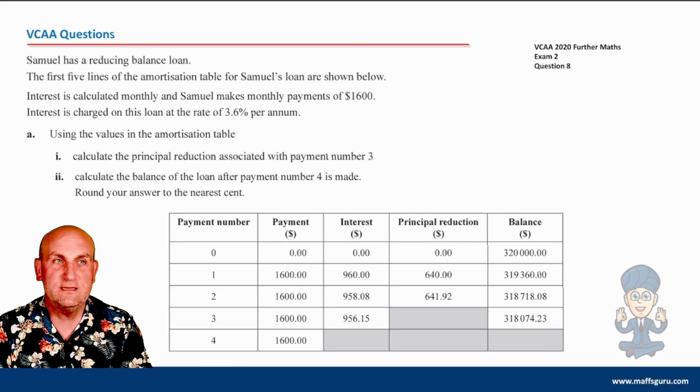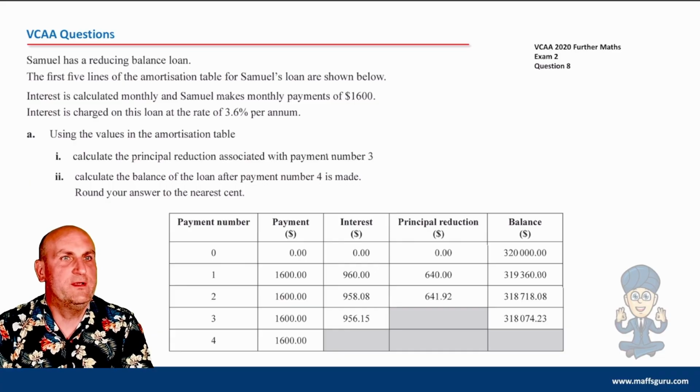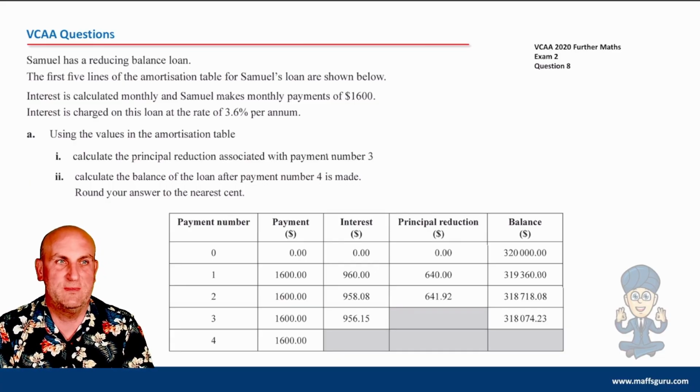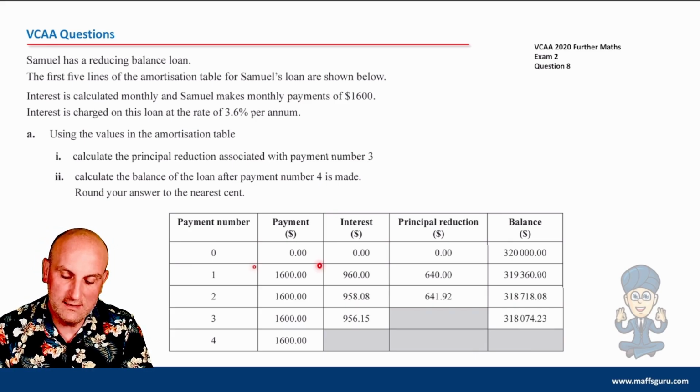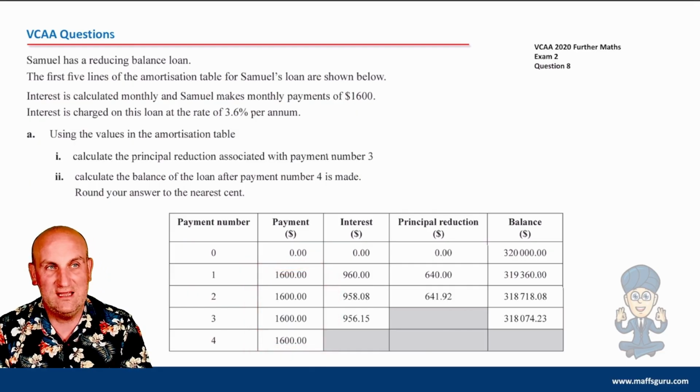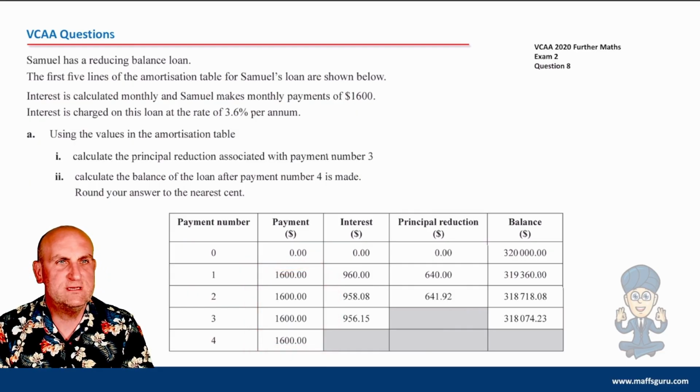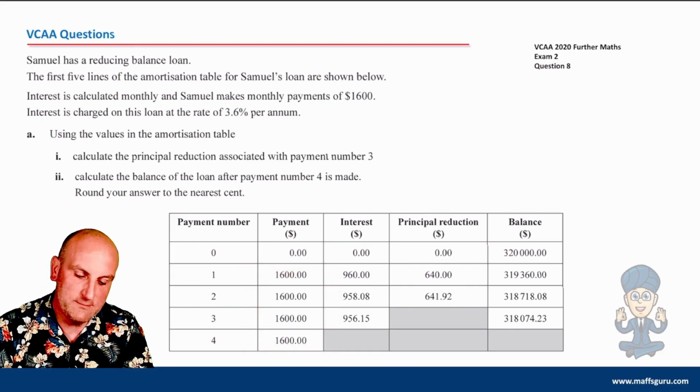Samuel has a reducing balance loan. Have you noticed these questions seem to come up quite a lot? The first 5 lines of the amortization table for Samuel's loan are shown below. Interest is calculated monthly, and Samuel makes monthly payments of $1,600. So whenever you've got a question, just check, all right? Is the payment $1,600? It is. Interest is charged monthly or calculated monthly, all right?